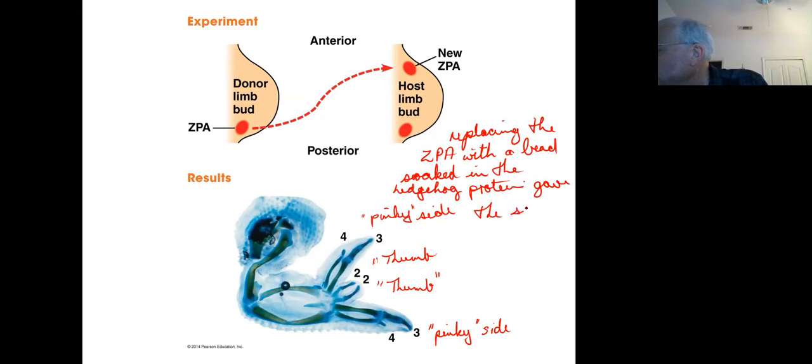The same result. So yeah, I'll put it in quotes here because it wasn't actually hedgehog, it was the equivalent of hedgehog that was used. But in subsequent experimentation, they actually took the hedgehog gene and used that and got the same result.